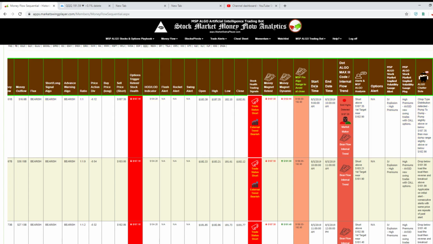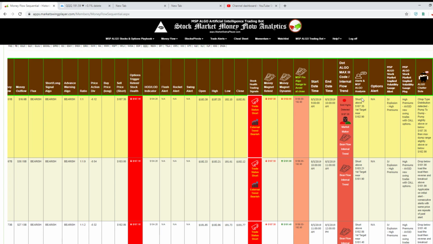And I'll show you an example of that later. Like, for example, the stock is bearish and they're buying internally. Okay, so this is alerts and MSP Algo analysis, and it just gives feedback on what it thinks went on in that 1 hour time frame.